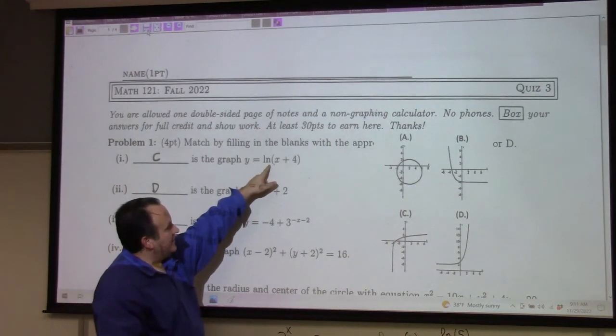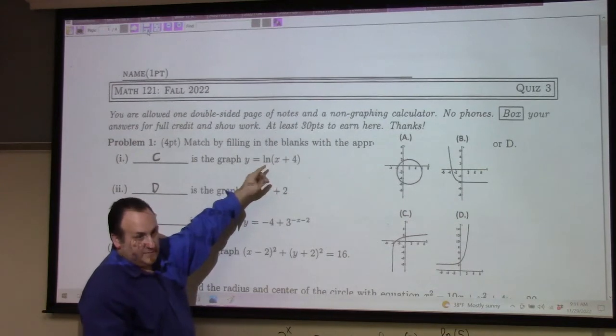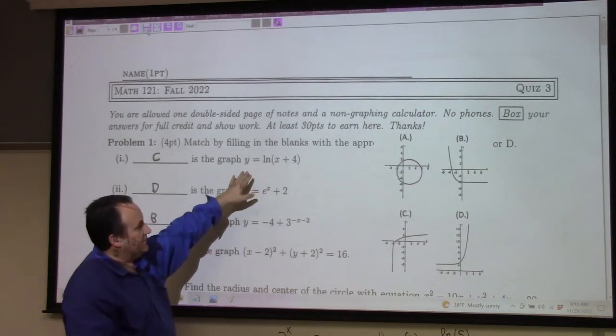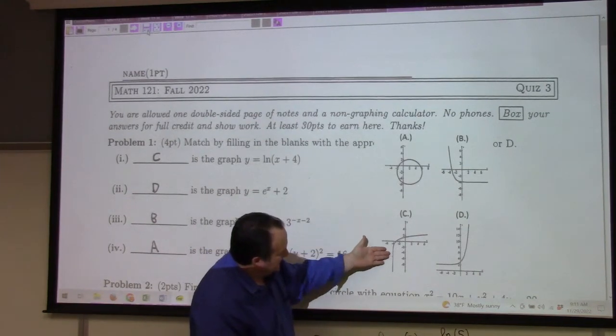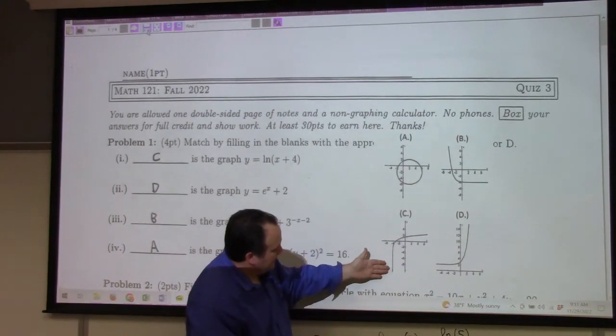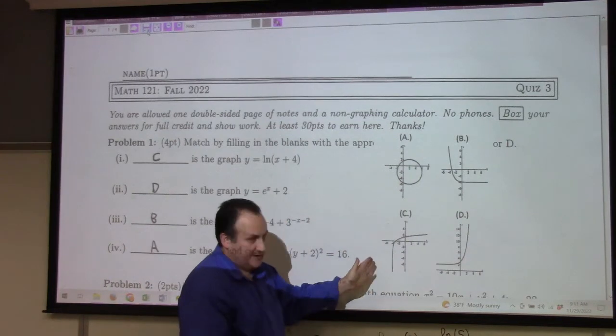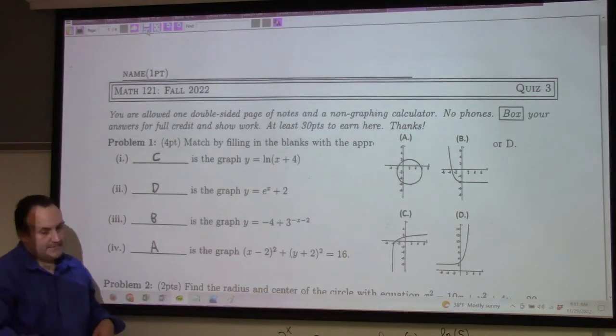And then this one, natural log of x plus 4. So that's the natural log graph shifted 4 to the left, right? The log graph looks like this, but instead of having that vertical asymptote at x equal to 0, like the standard log, it's been shifted 4 to the left. So that's how to see that.